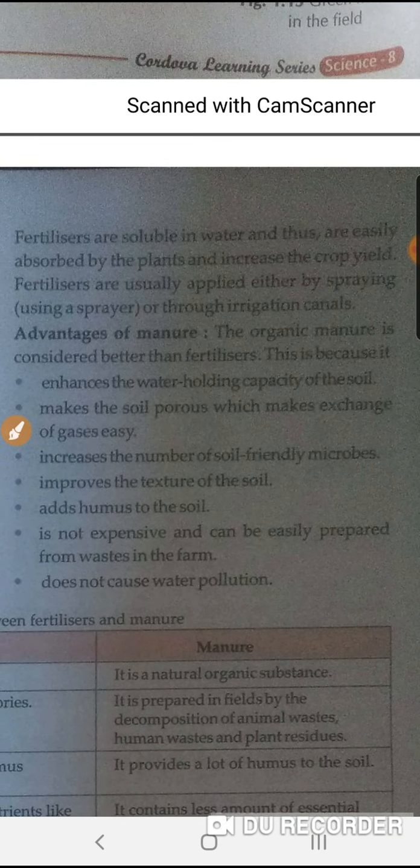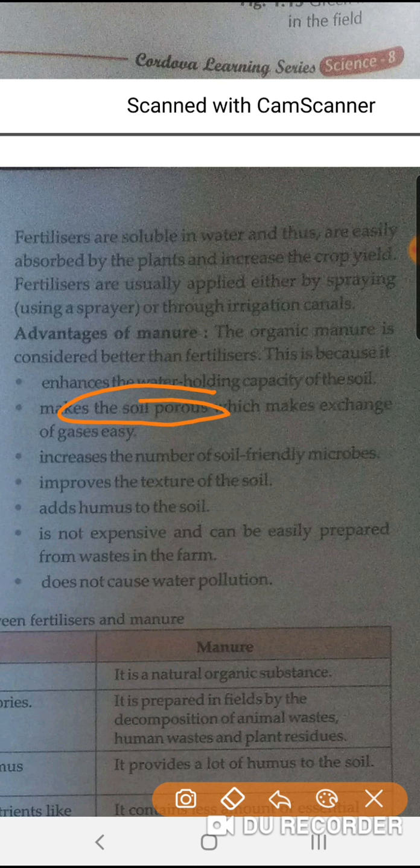Now, what are the advantages of manure? First, it enhances the water holding capacity. Then, it makes the soil porous. We have studied the advantages of making the soil porous also. In the porous soil, the air can penetrate easily. Fine. It increases the number of soil-friendly microbes.